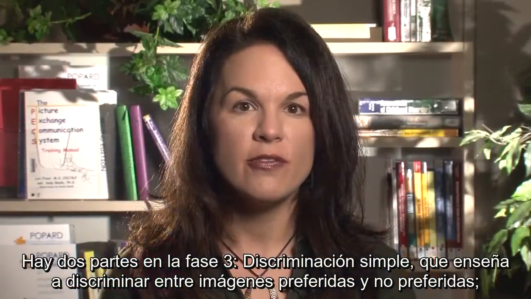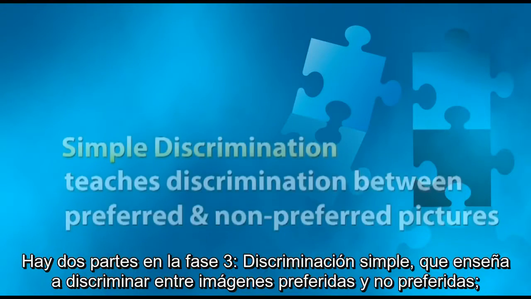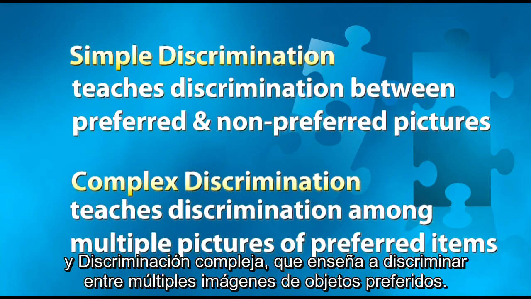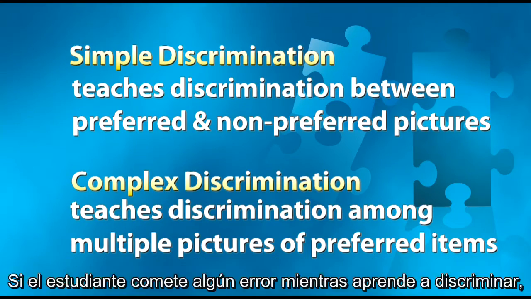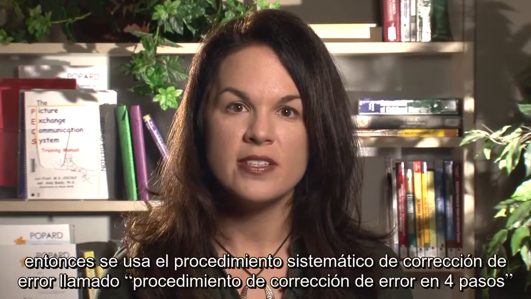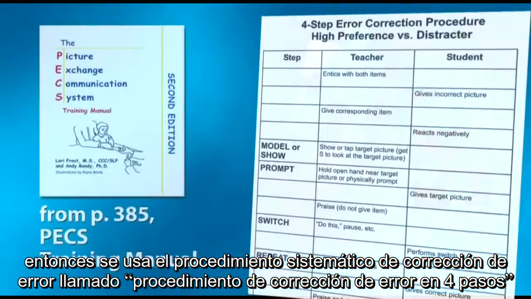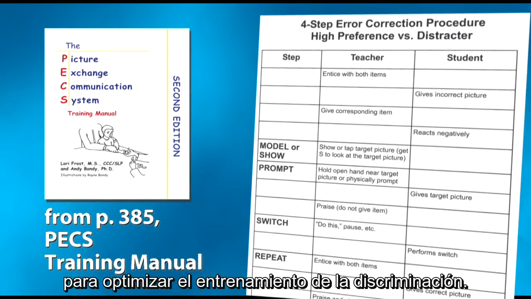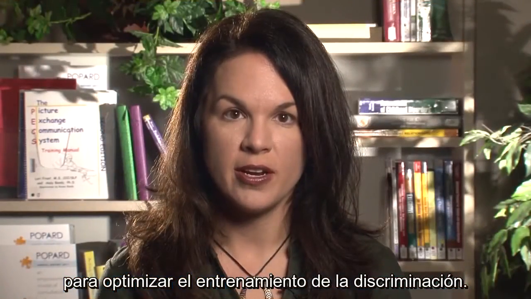There are 2 parts in Phase 3. Simple discrimination, which teaches discrimination between preferred and non-preferred pictures, and complex discrimination, which teaches discrimination among multiple pictures of preferred items. If a student makes an error when learning discrimination, then the systematic error correction procedure, called the 4-step error correction procedure, is used as a way to optimize discrimination training.